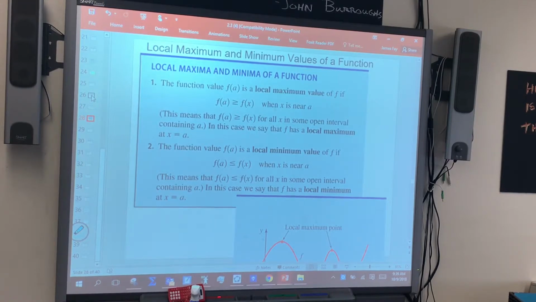You'll see the word extremum and extrema. They're just referring to all of your maximal values, all your minimum values. Okay? But what the first one here says, the function value f of a is a local maximum of f if f of a is greater than or equal to f of x when x is near a.